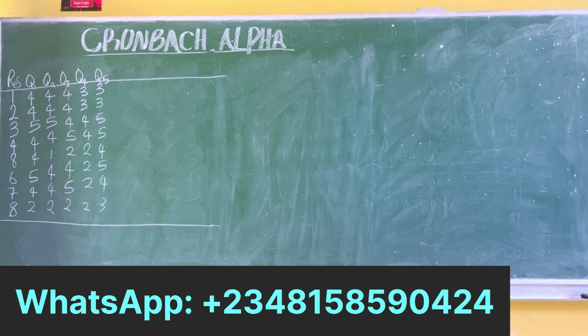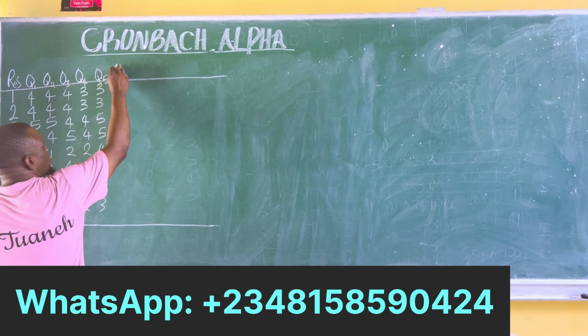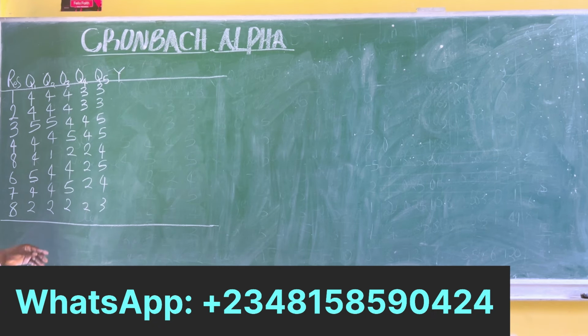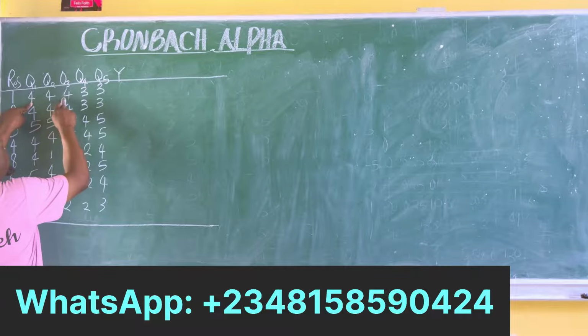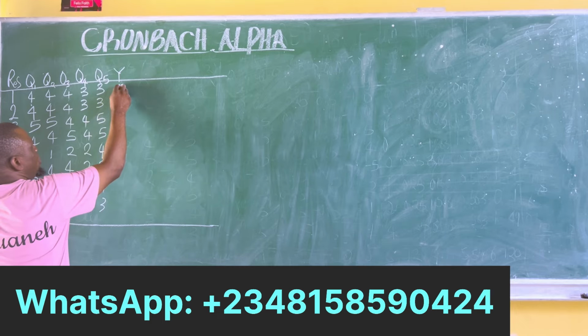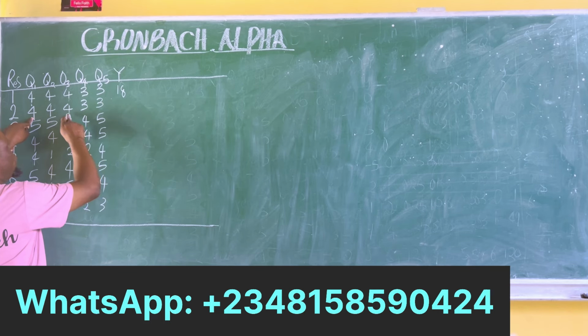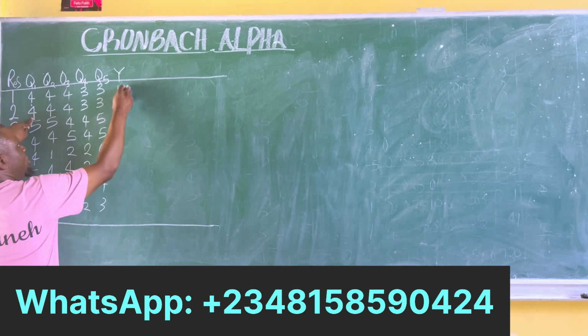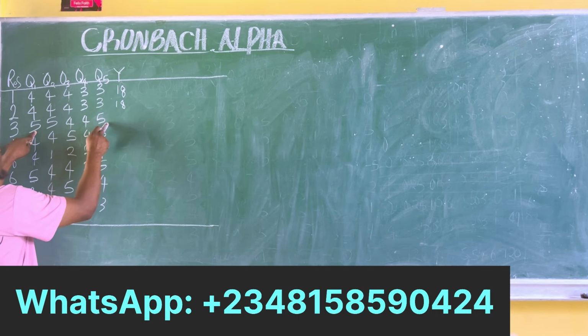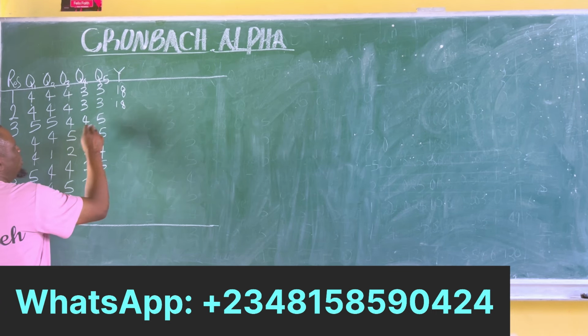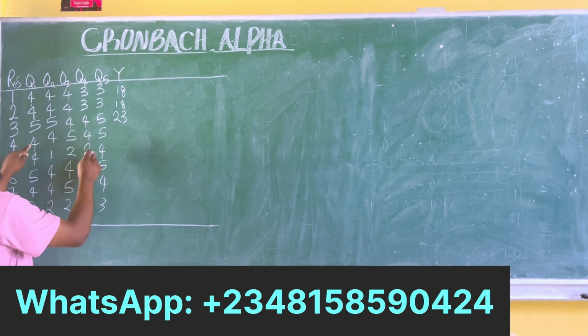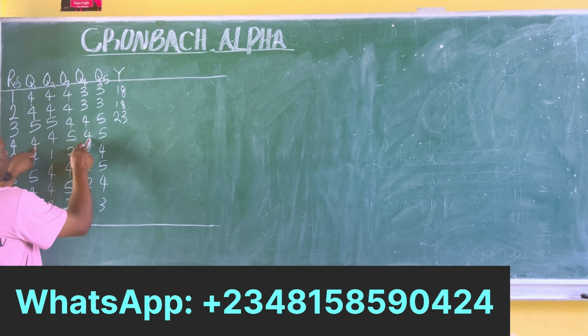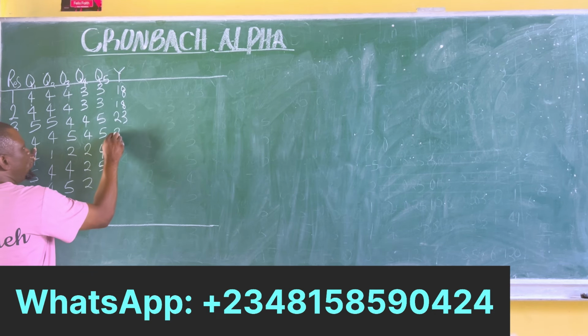So what we do is, firstly, we create a column, call it y. What's that y? The summation of all the items. Because we are expected to compute the variance of each item and the variance of the sum of items. So for summation of items, we have 4, 4, 4, 12 plus 6 will be 18. Also 4, 4, 4 plus 6 will also be 18. Then 5, 5, 5, 15 plus 8 will be 23. Then 4, 4, 4, that's 12 plus 10 will be 22.